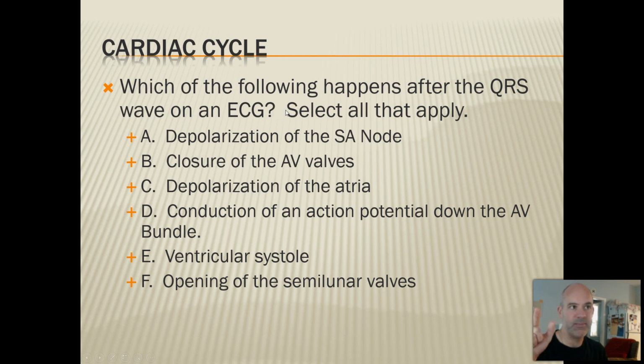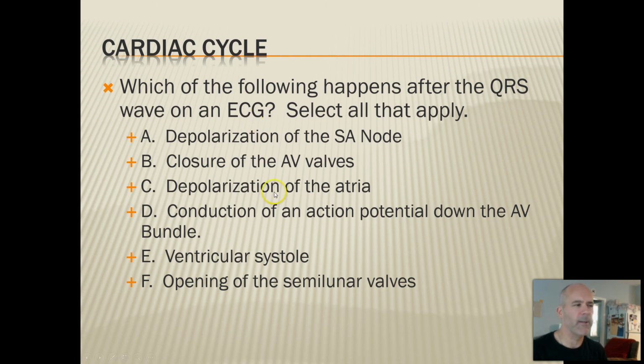QRS wave, that happens, and then the ventricles contract. Remember, when the ventricles contract, those little papillary muscles contract, pull on the chordae tendineae, and the AV valves close. So yes, B will happen after the QRS wave. Depolarization of the atria, no, that happens after the P wave. Actually, when you have a QRS wave on an ECG, yes, you're seeing depolarization of the ventricles, but the atria are also repolarizing, but they're doing that at the same time that the ventricles are depolarizing, so they show up together on the QRS wave.